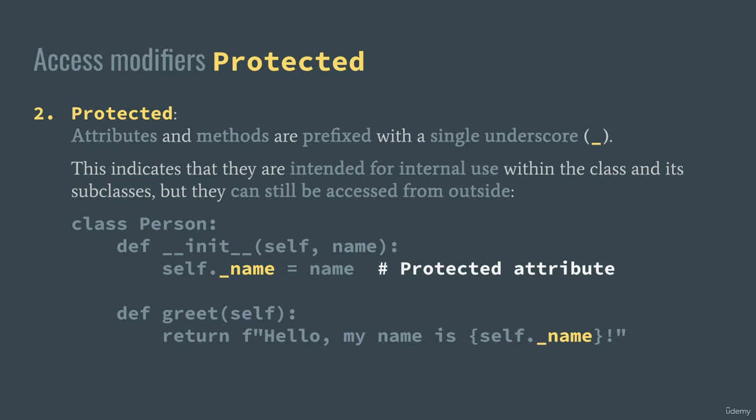Here, name is a protected attribute, meaning it's meant to be accessed only within the Person class or its subclasses. This level of access control helps to keep certain data somewhat hidden while still allowing flexibility in inheritance.